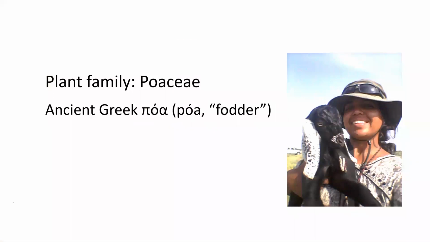So one use that I missed in the introduction is that grass is used as fodder by livestock as well as other animals that graze on it. Grasses belong to the family Poaceae, and the word is derived from an ancient Greek word, poa, which means fodder. And you can see an excited me holding one of the animals that loves to feed on grasses and shrubs and other plants that grow in grasslands.